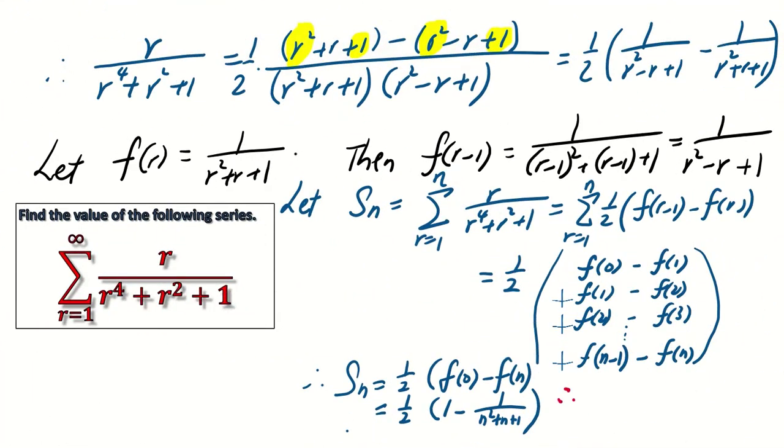And finally, the summation of r equals 1 to infinity, r over r to the power 4 plus r squared plus 1, is actually equal to the limit of Sn, where n goes to infinity. And therefore, it is equal to a half. So this is my method to tackle this question by using the idea of telescoping sum.